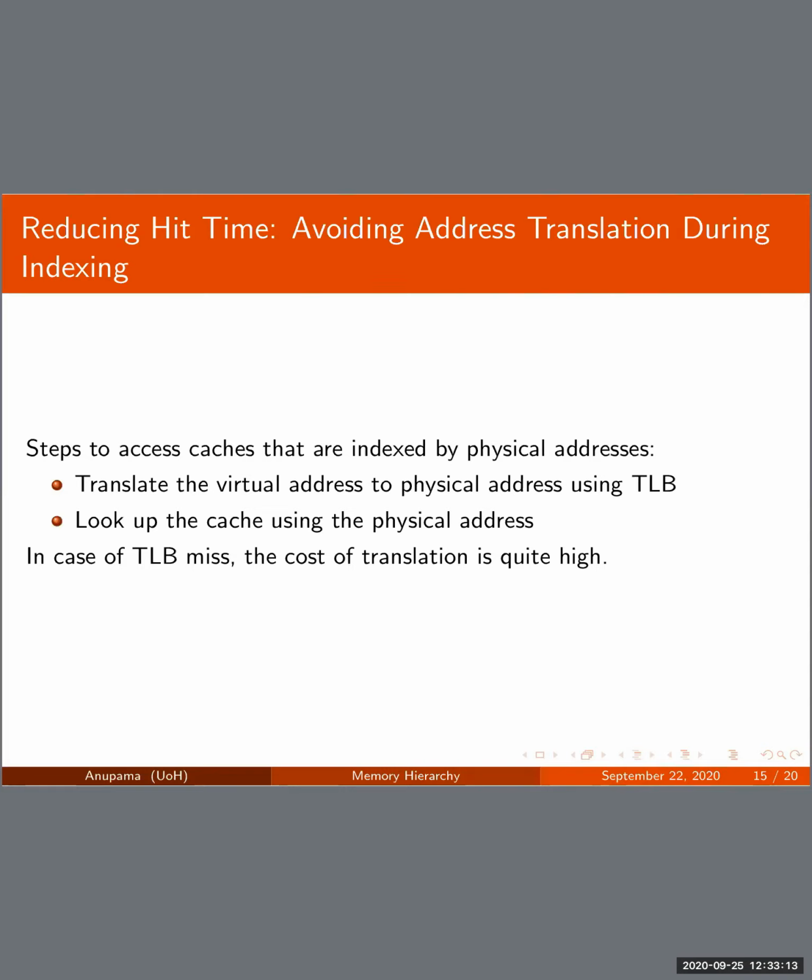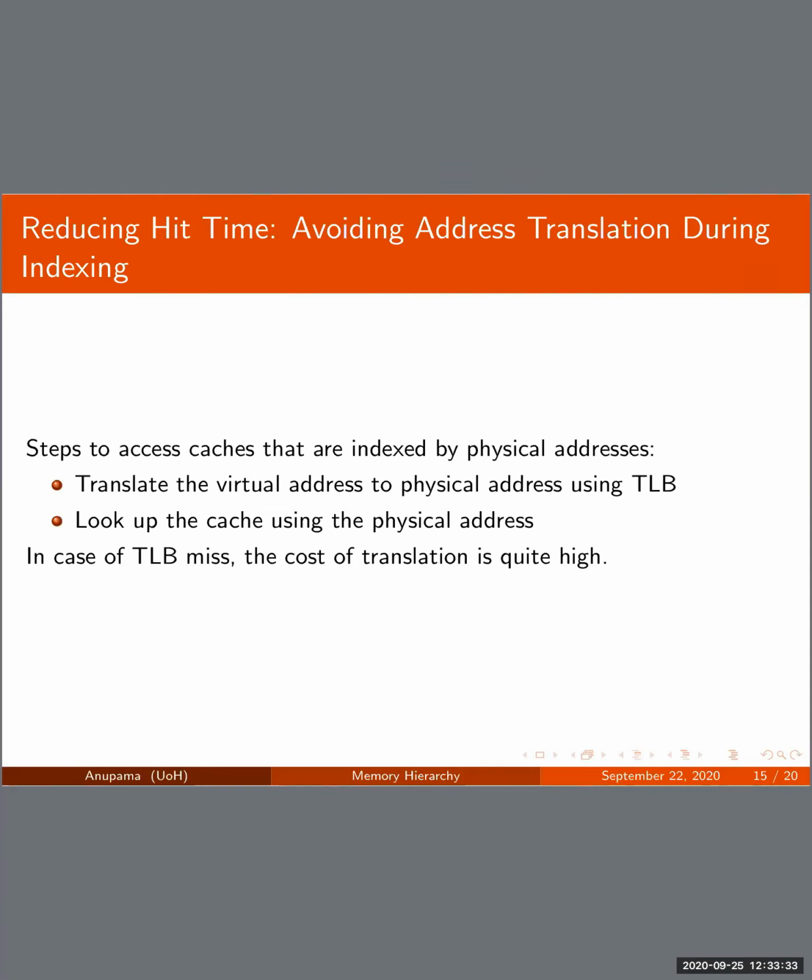Now we come to the only optimization in this set of optimizations which reduces the hit time. When we go to the next chapter, we'll see a few more optimizations which reduce the hit time, miss rate, and miss penalty. But in this case, this is the only one which we are going to look at for reducing hit time. Now, what are the steps to access the caches?